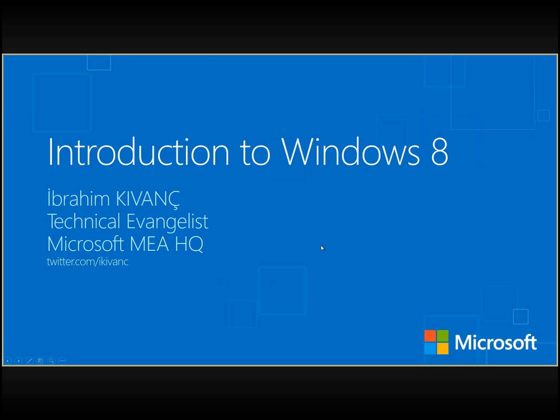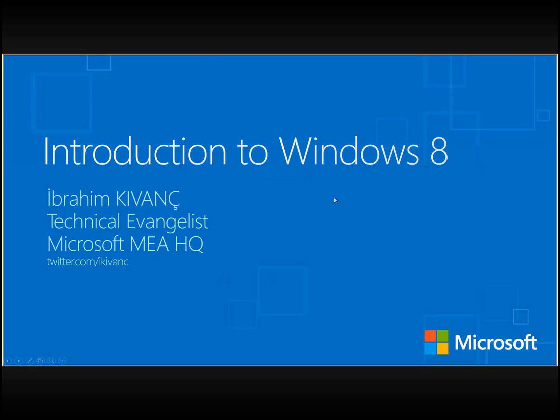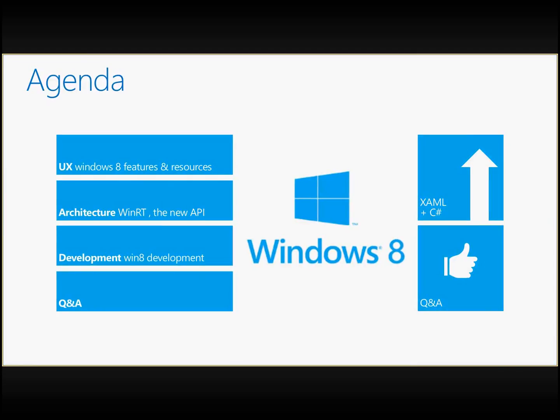So let me share the agenda with you. Today I will talk especially about the UX side of Windows 8. There are lots of features, and we have some resources. I will talk about them, and I have shared the info kit with you. And we will talk about architecture. We have a new API called WinRT, and with WinRT APIs we will access all resources of the operating system, and we will see how to develop an application on the Windows 8 platform.